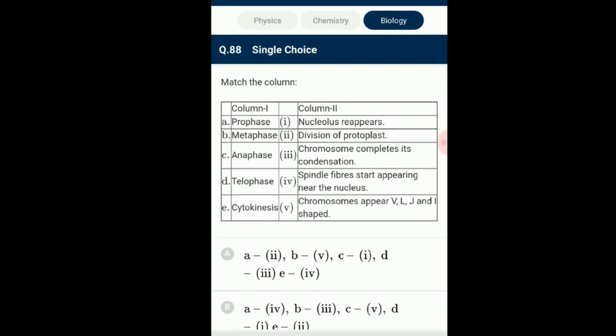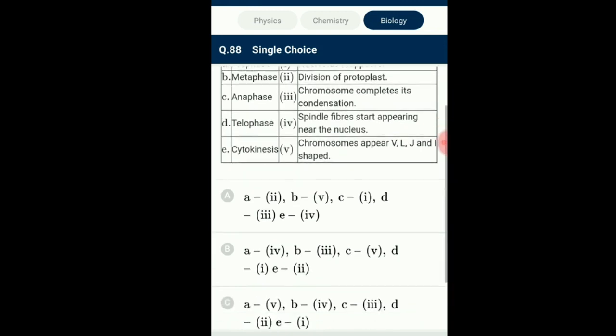Question number 88. Match column 1 with column 2. From column 1, A. Prophase is matching with spindle fibers start appearing near the nucleus. B. Metaphase is matching with chromosomes complete their condensation. C. Anaphase is matching with chromosomes appear V, L, J and I shaped. That is the fifth one. D. Telophase is matching with the first one, nucleolus reappears. E. Cytokinesis is matching with the second one, division of protoplast. So the correctly matching option is B.